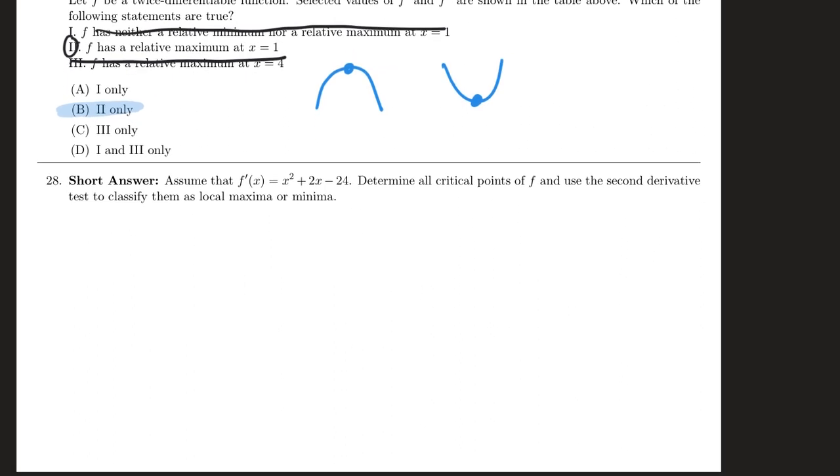All right, f prime of x is x squared plus 2x minus 24. Determine all the critical points and then use the second derivative test. The first thing is to find our critical points. We set our derivative function equal to 0. In this case, we have a quadratic, so I'm going to factor. 24 is 6 times 4.